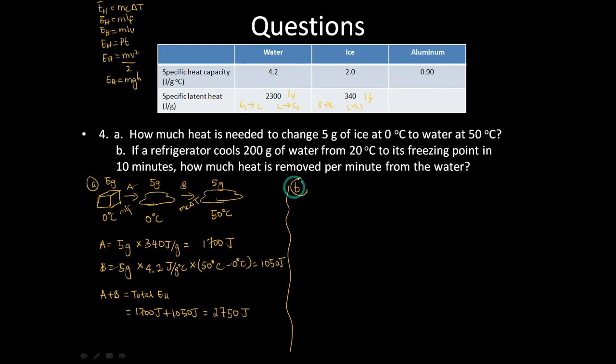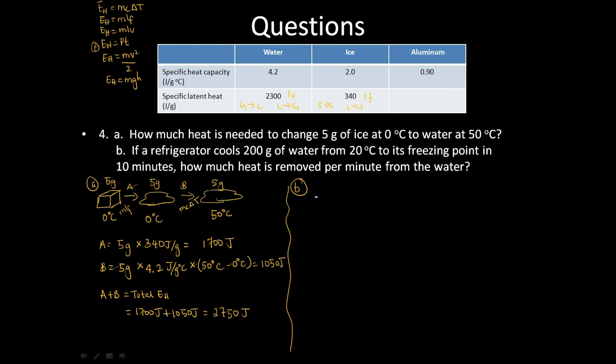B, it says if a refrigerator cools 200 grams of water from 20 degrees Celsius to its freezing point in 10 minutes, how much heat is removed per minute from the water? So, oh no, they're going to include time now. The only equation that has time here is equation number 4. Okay, so we're going to be looking at this equation now. But first, let's do our little map.